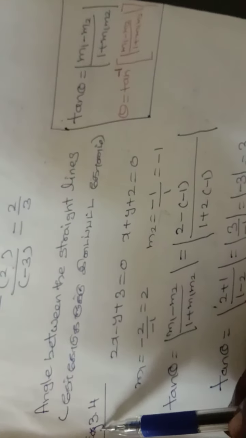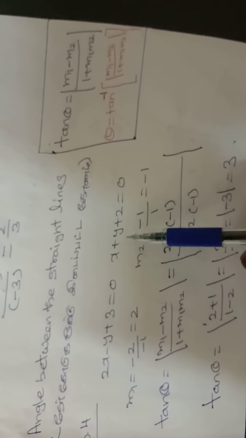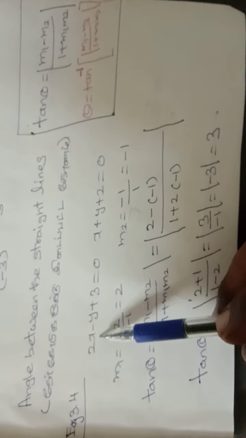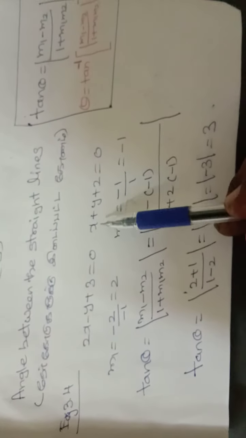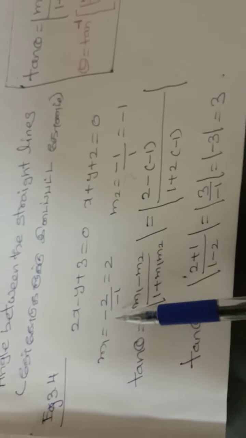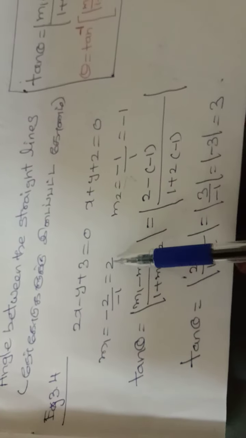Find the angle between the straight lines. Example 3.4. 2x minus y plus 3 equal to 0 and x plus y plus 2 equal to 0. So what is m1? Minus of 2 by minus 1, equal to 2.